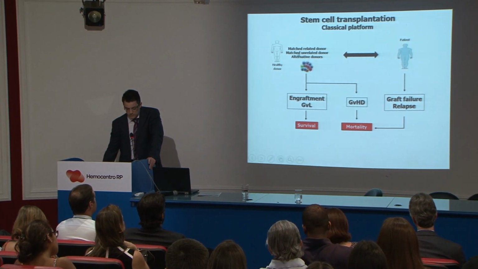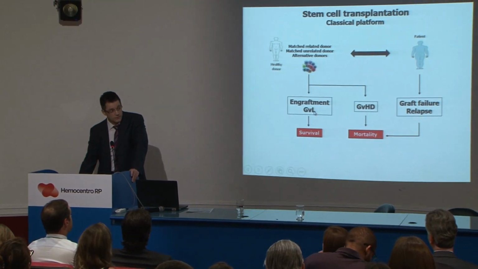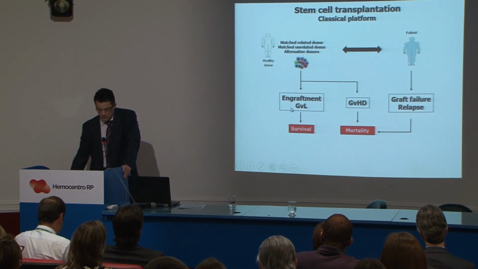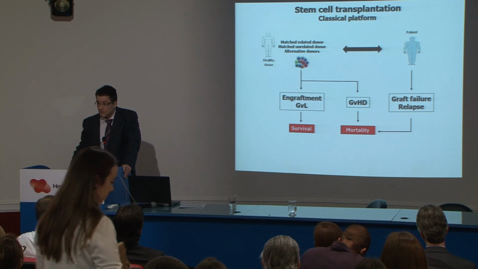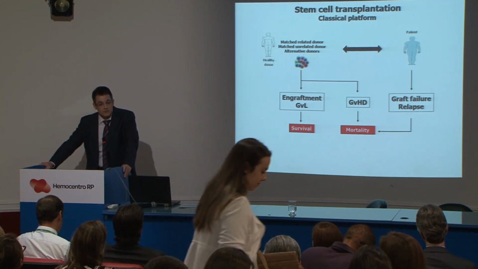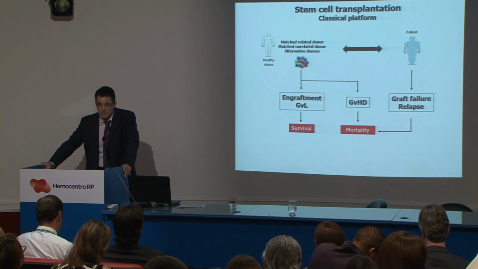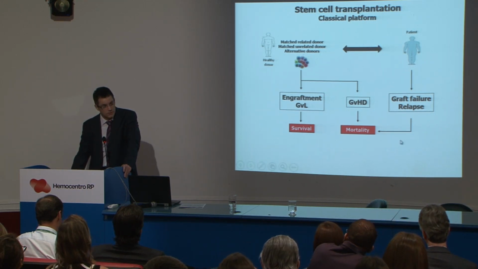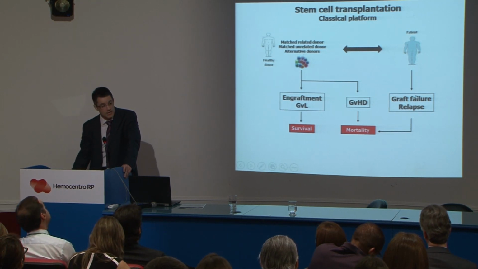Basically this is a very summarized chart. If my donor cells engraft, I can have a successful treatment, which can translate into survival, and a graft versus leukemia effect, or tumor effect. But this effect or reaction can be very strong and harmful for my patient, and this can be translated into graft-versus-host disease, which can promote mortality. But if my transplantation doesn't work, I can have graft failure and relapse.